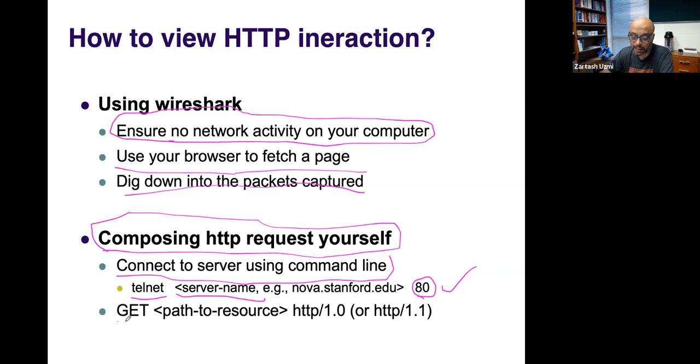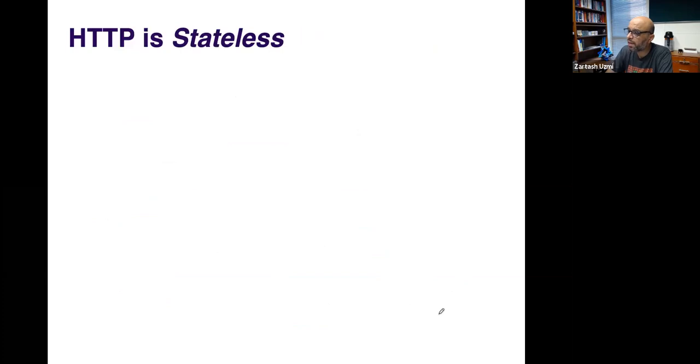So for example, you can type this GET request yourself, the path to the resource, and specify HTTP 1.0. You can actually skip all the headers. Those are optional anyways. All the header lines you can skip, and then HTTP 1.0 or 1.1. And once you send that, you will see in your command window an HTML file coming to you. Okay. So please try that at home. If you have any questions, the TAs or myself, we can help you with that. Okay.